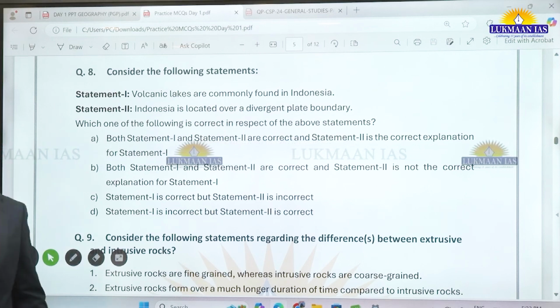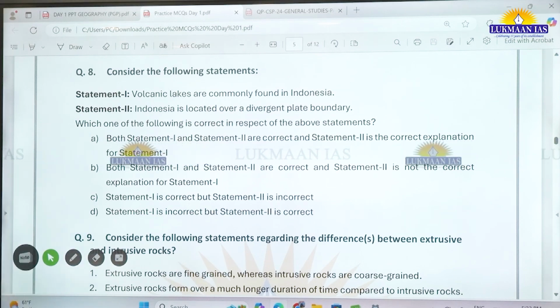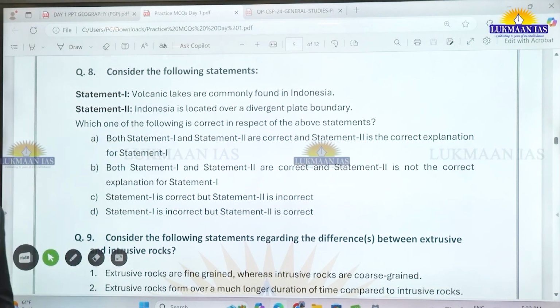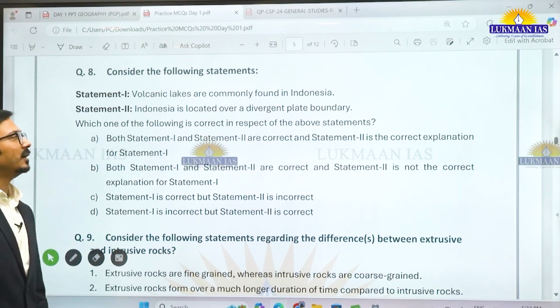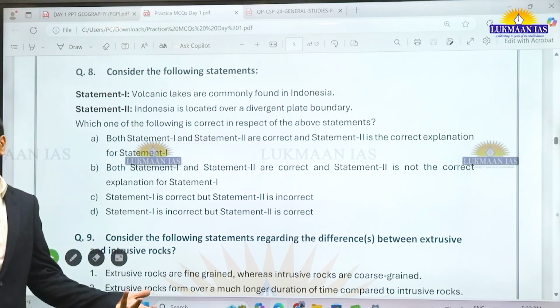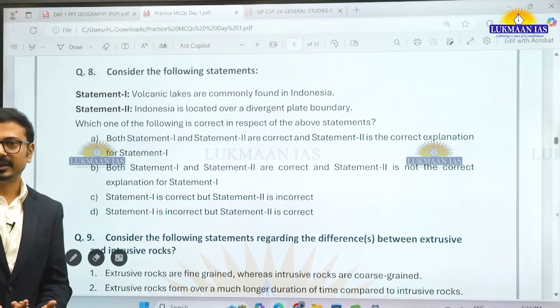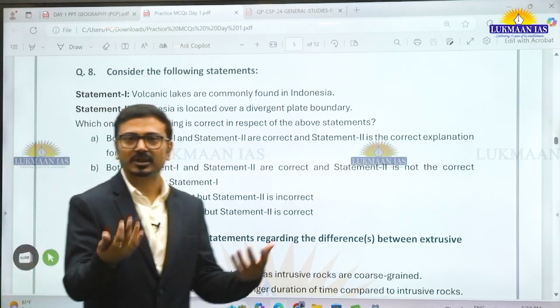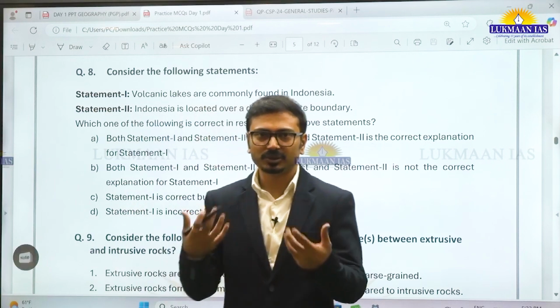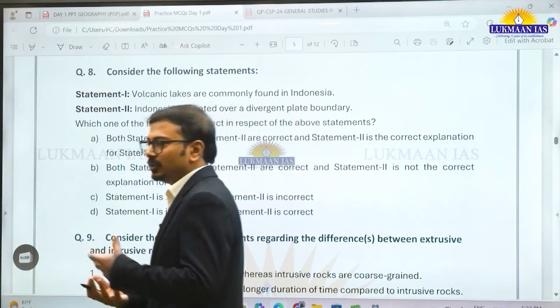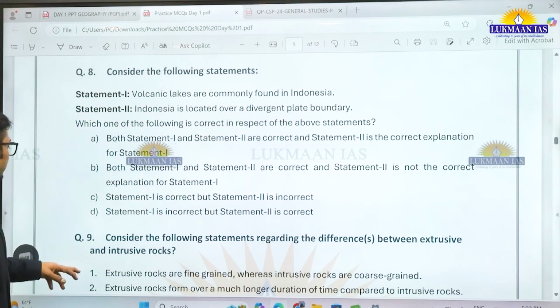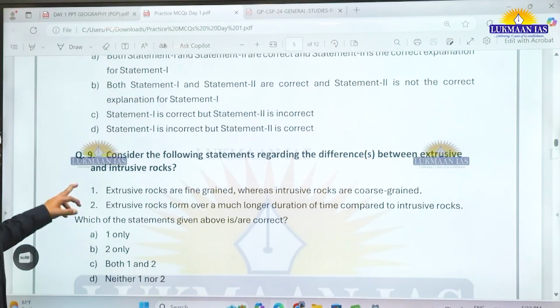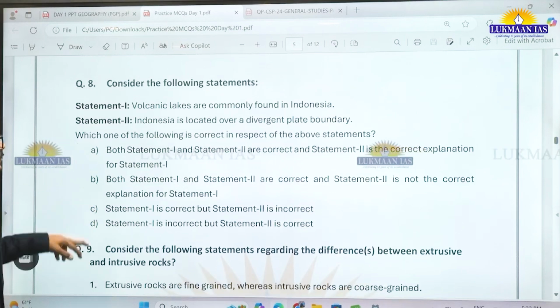Very simple one. Volcanic lakes are commonly found in Indonesia. Yes, crater lakes, जहाँ जहाँ volcanoes है, crater lakes है. And Indonesia is located over convergent plate boundaries, right? They are formed due to ocean-ocean plate convergence, right? Sunda plate converging with the Indo-Australian plate. So we learn that in the mains examination also. ठीक है, तो सेकंड स्टेटमेंट इनकरेक्ट है, तो आंसर सी हो जाएगा.